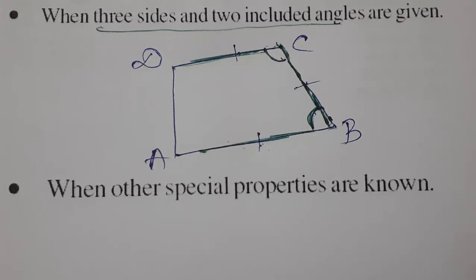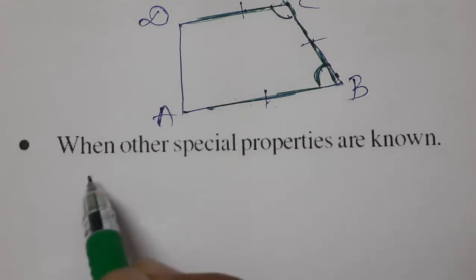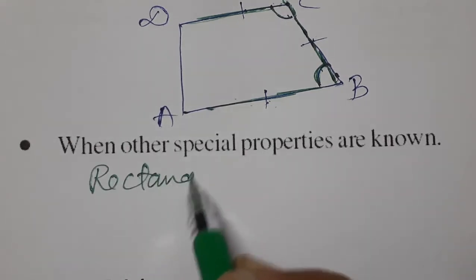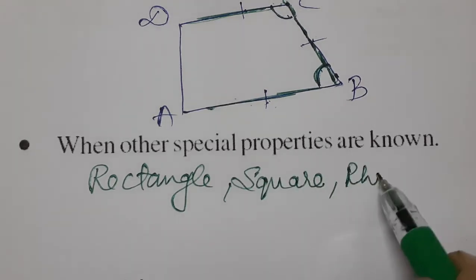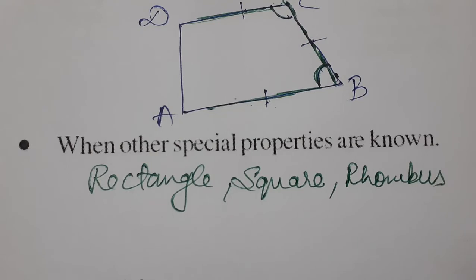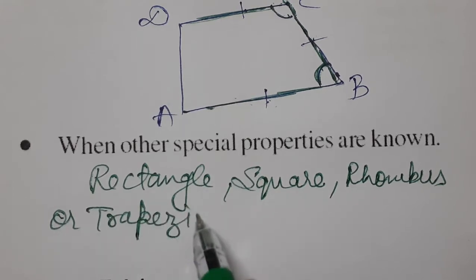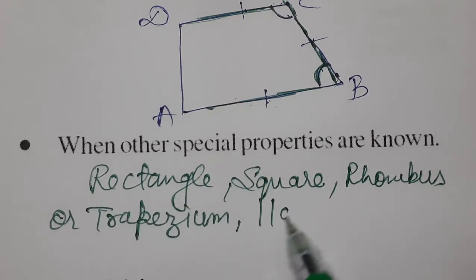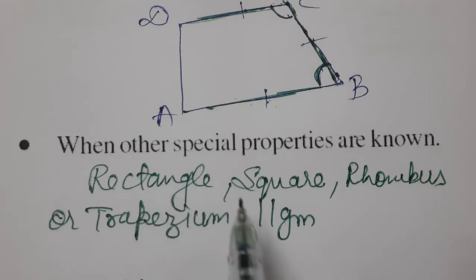And the next one, the fifth one, is when other special properties are known. Suppose one of the properties of a rectangle is given, we can construct it, or a square property is given, or a rhombus. Some special properties of these special parallelograms, or a trapezium with parallel sides, or a parallelogram, anything related to the properties of these special quadrilaterals, then also we can construct them.